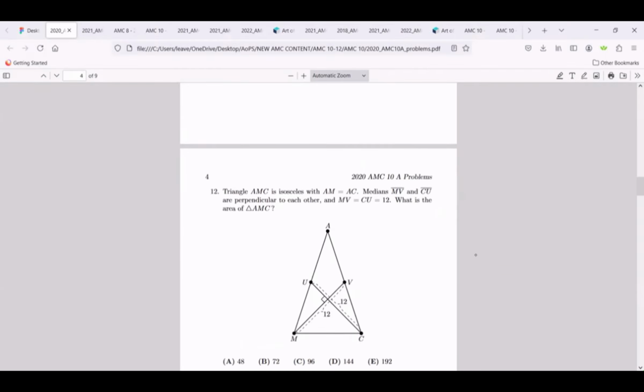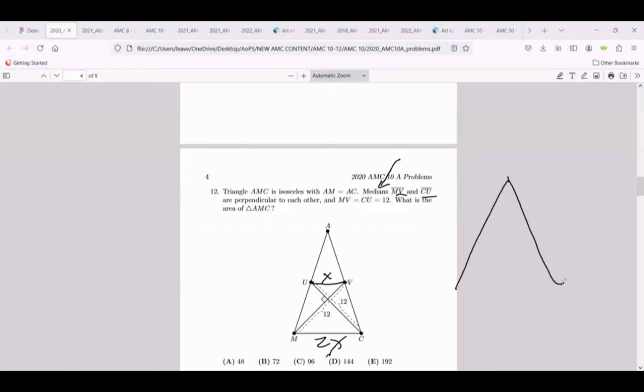Okay, but remember this also. They're going to hide what they want you to use, or critical information, behind other words like medians. What does medians mean? Oh, it's from a vertex to a what? A midpoint. Guaranteed. V is a midpoint. U is a midpoint. Connect them. What do you have? A triangle midsegment. What do you know? Its ratio is 1 to 2. You also have triangle similarity.